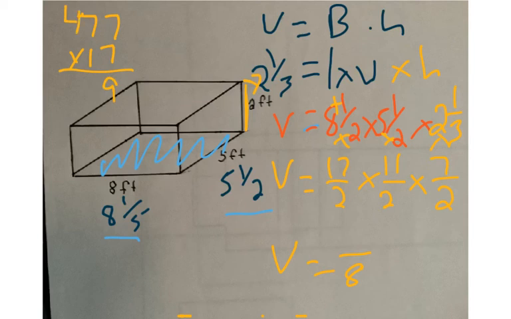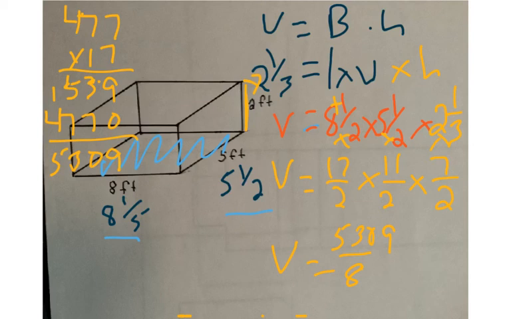That's 49. Sorry, 49. That's 539. Add a 0. We got 7, 7, 4. So we get 9, 10, 13, 5. 5, 3, 0, 9. Over 8.